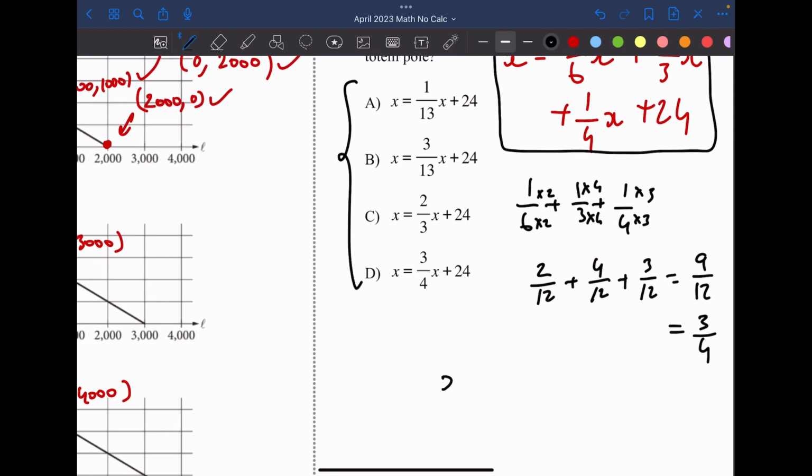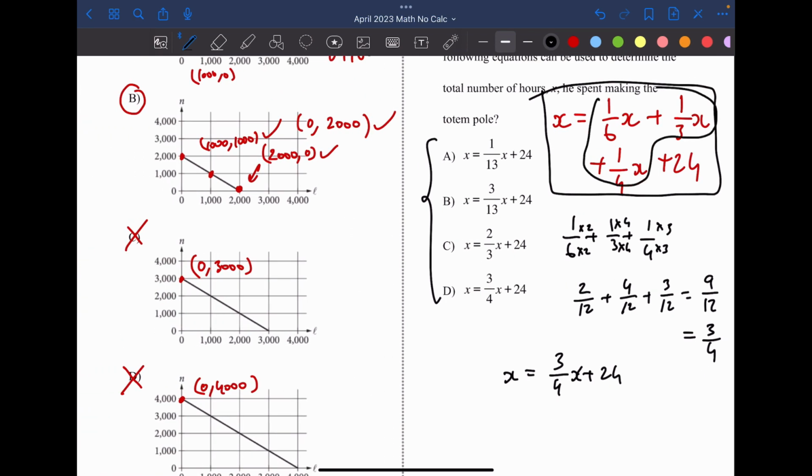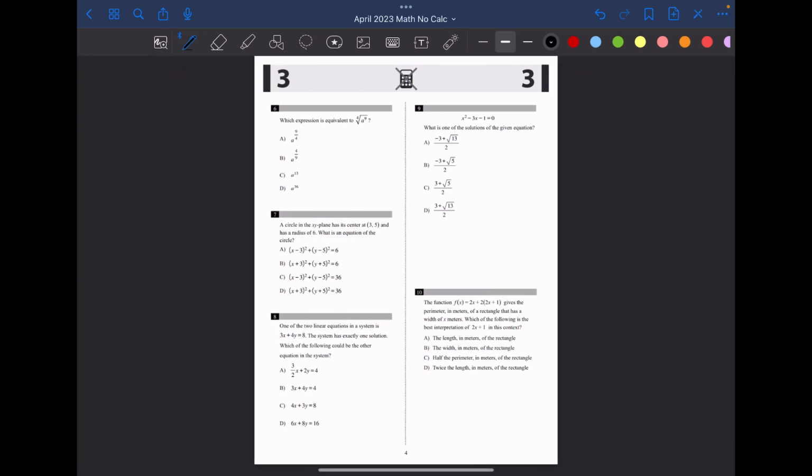So now we know that x is equal to 3/4x plus 24. All I did was combine all these three like terms to become 3/4x. That's it. And now, does this match any answer? Yes, it does. It matches D, so the answer is D. So pretty simple.